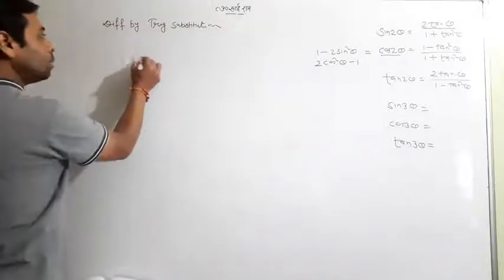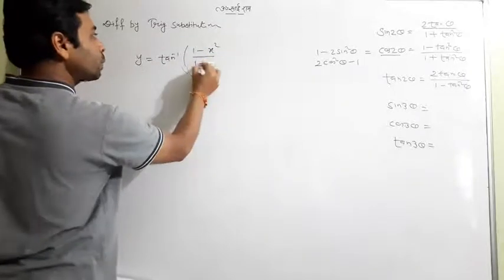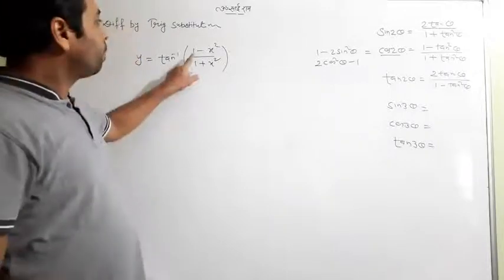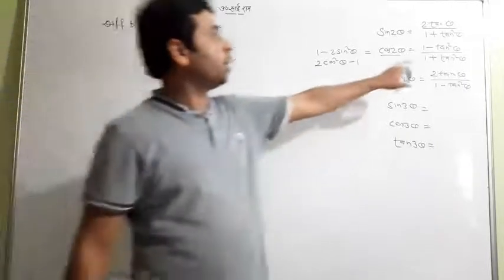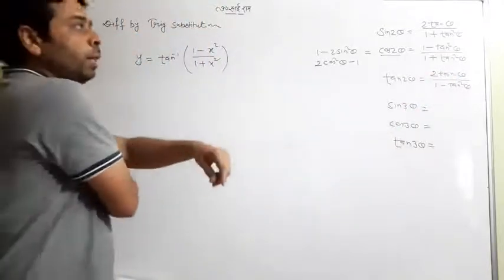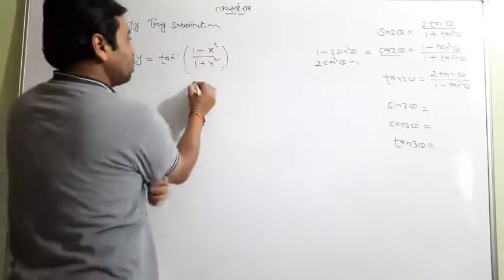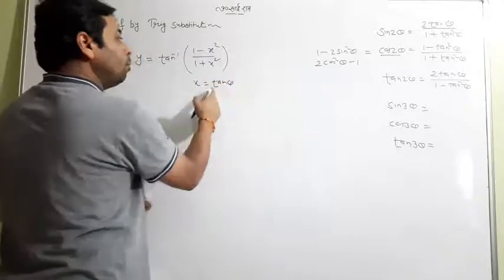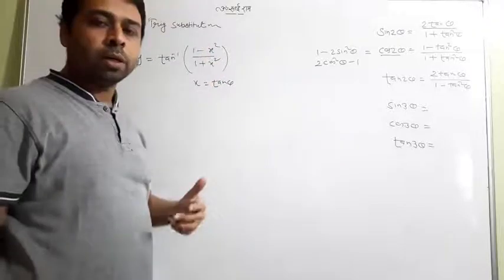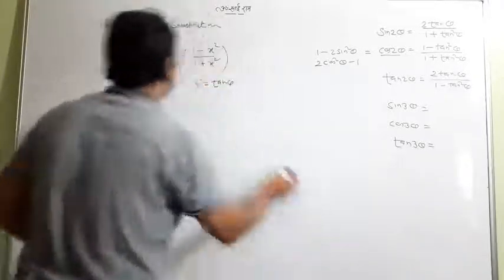What kind of problems did we solve? Suppose we have tan inverse of 1 minus x square upon 1 plus x square, and you are told to find the differentiation. What will you write? You will see that this looks like 1 minus tan square theta upon 1 plus tan square theta. So you will put x equal to tan theta, because on putting x equal to tan theta, it will look like that, and now you can go ahead with this kind of question. This we have already done in our last class.